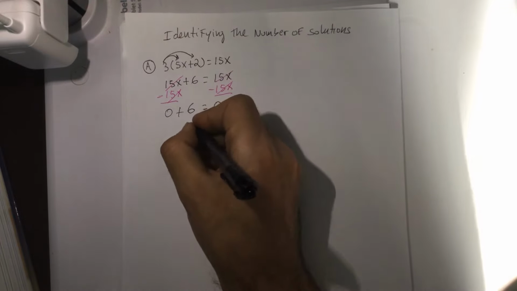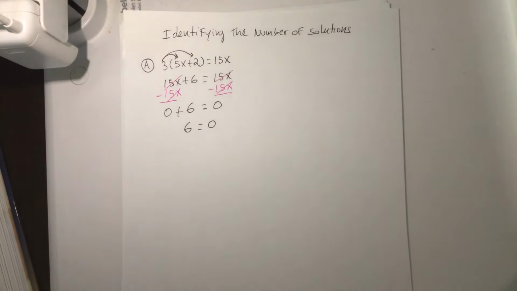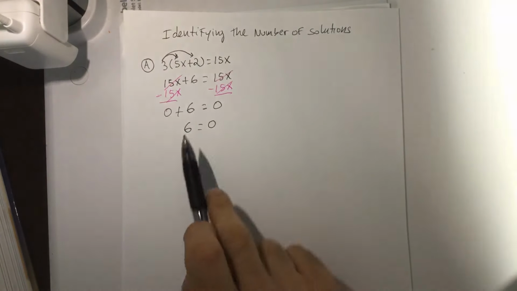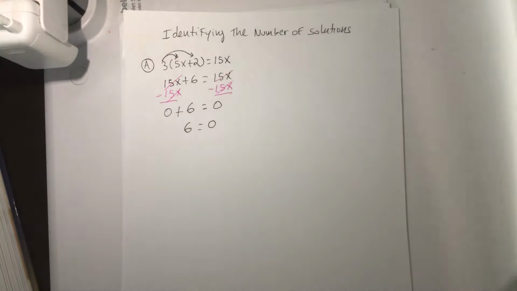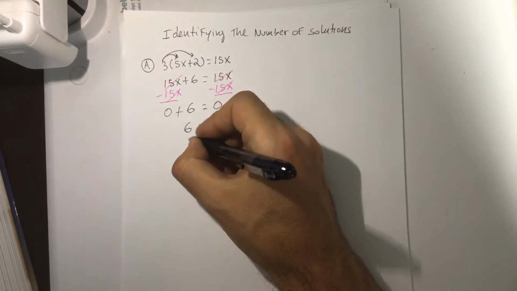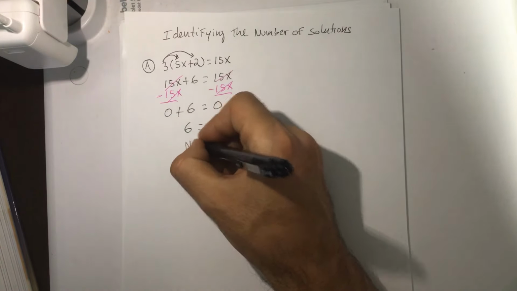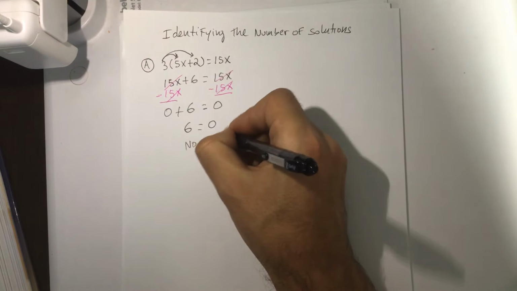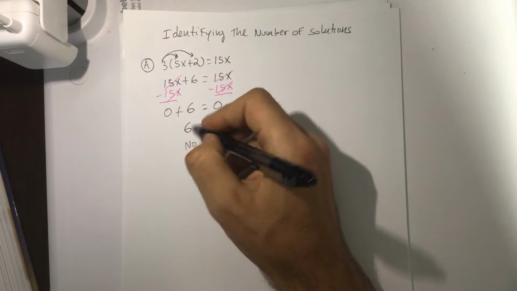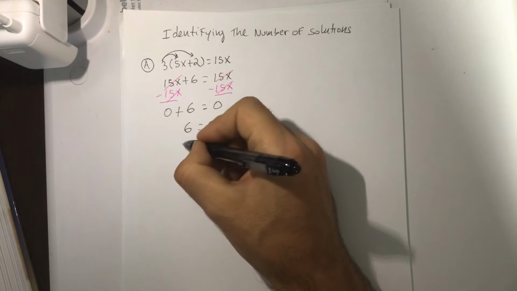Now, I don't know in your country, but in my country, 6 is never gonna be equal to 0. So something is wrong with this solution. So when you have something like this, basically what is gonna happen is that it is a no solution. It's impossible, okay? So this means it's impossible, right? So there's no solution because, again, 6 is not equal to 0.